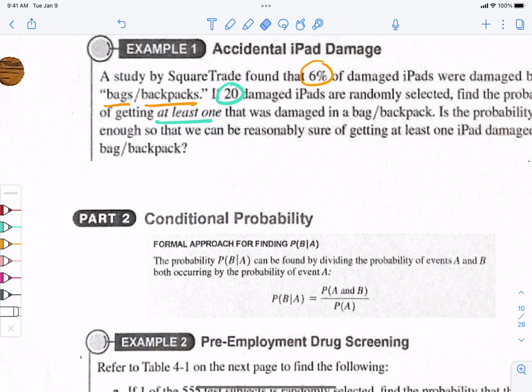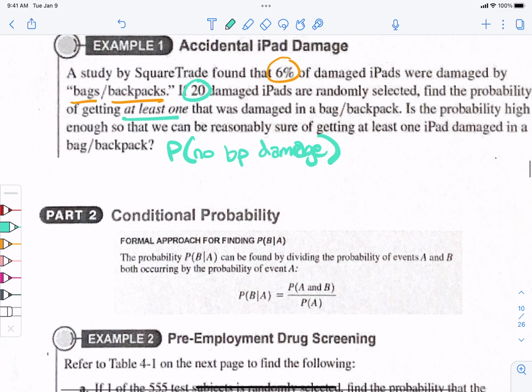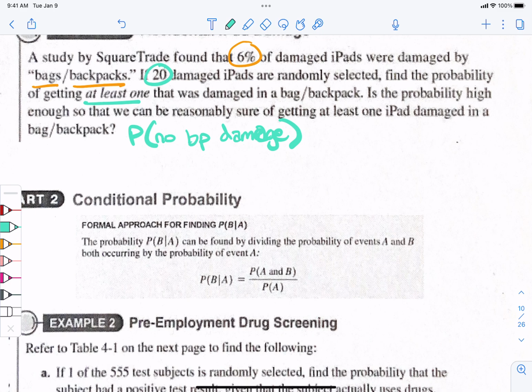So what I'm going to do is the probability that none were damaged by a backpack. I'm going to say BP damage, no BP damage, no backpack damage, okay? The opposite of the probability of at least one being damaged by a backpack is the probability of none of them being damaged. So none damaged means the first one was not damaged by a backpack. What's the chance that the first one was not damaged by a backpack?